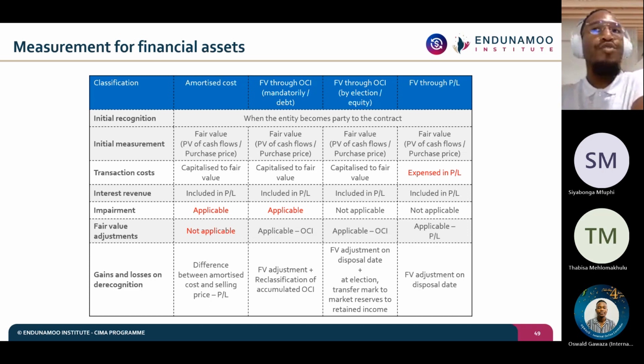And then you have fair value through P&L. With anything that's at fair value through P&L, again, initial recognition is at fair value. Transaction costs get expensed in P&L. If there's any interest, it goes through P&L. Fair value movements go through P&L. At the disposal date, you just determine the fair value adjustment and derecognize. Everything there goes through P&L.